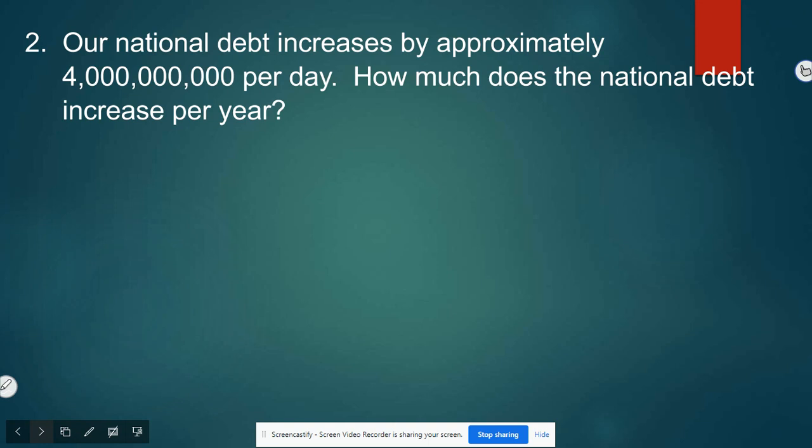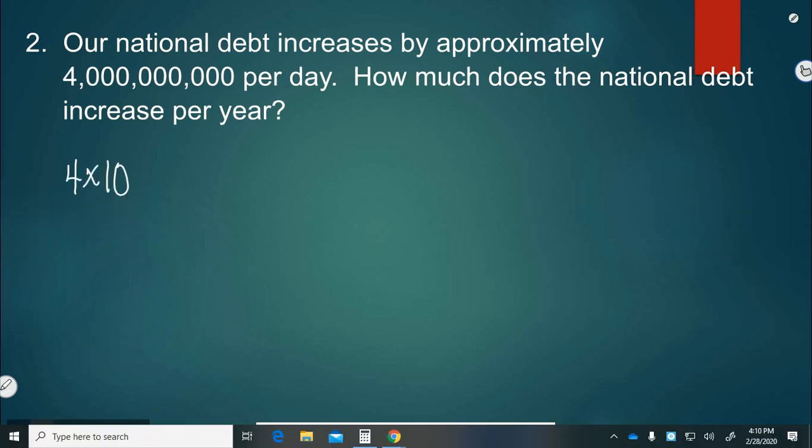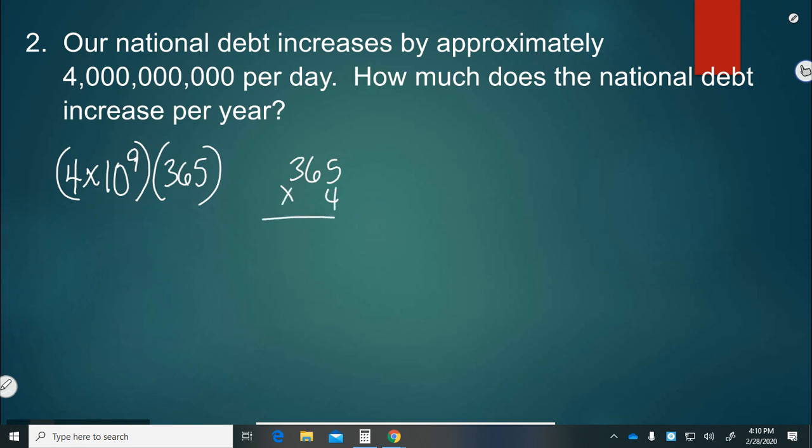So 4 billion is 4 times 10 to the ninth, and there are 365 days in a typical year. So we're going to multiply that by 365. So we can do 365 times 4, and 5 times 4 is 20. 6 times 4 is 24 plus 2 is 26. 3 times 4 is 12 plus 2 is 14. So that's 1,460 times 10 to the ninth.